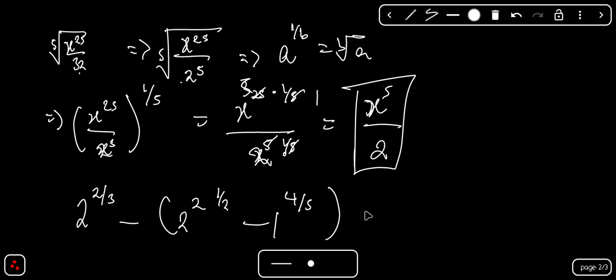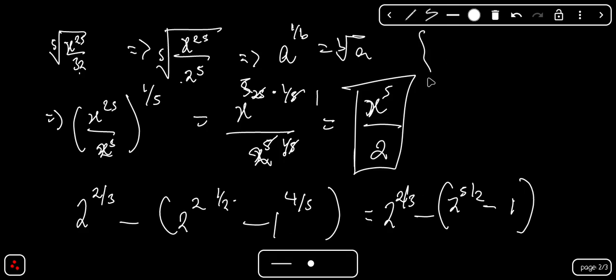Okay, so let's deal with the bracket first. So this means 2 raised to the power of 2 over 3 minus, 2 multiplied by 2 gives us 4, plus 1, that will be 5. So we have 2 raised to the power of 5 over 2, then minus 1, because 1 raised to the power of a number will give us 1. So let me continue here. So we have 2 raised to the power of 2 over 3 minus, you can open the bracket, so minus 2 raised to the power of 5 over 2, then plus 1.